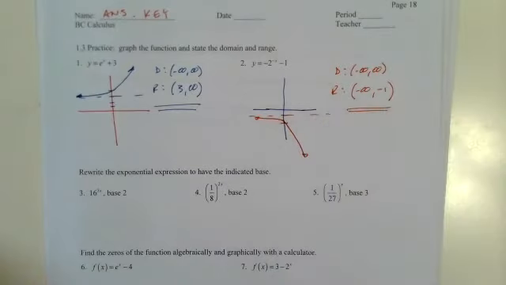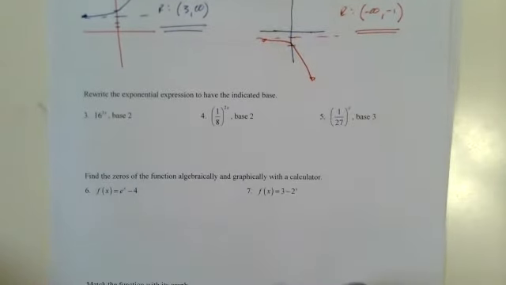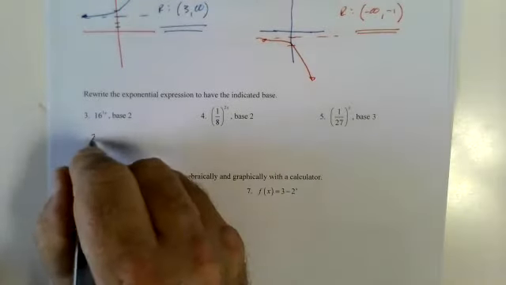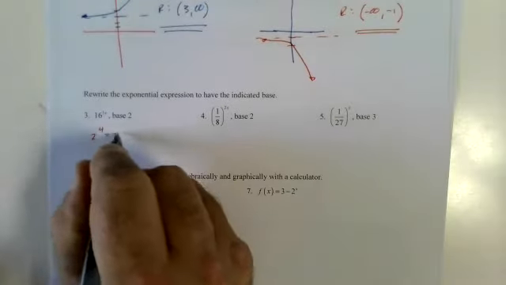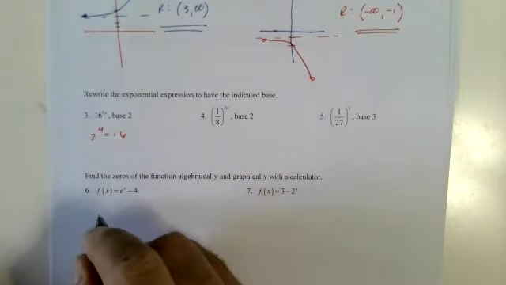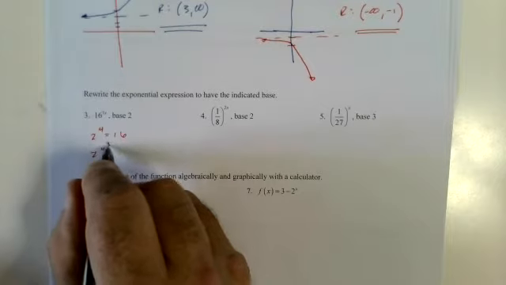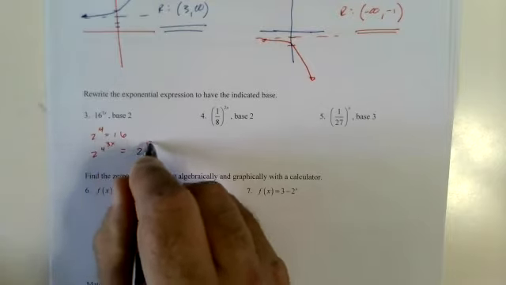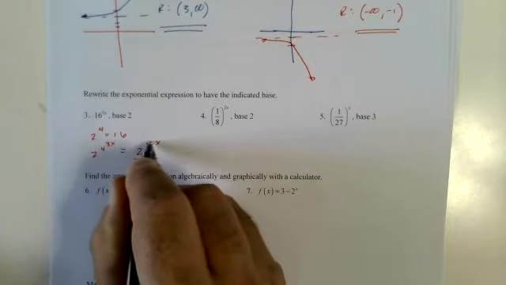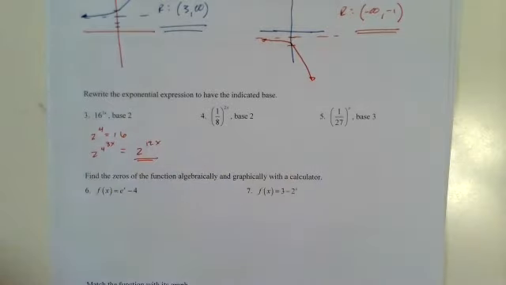Wow, I'm on a roll. Rewrite the exponential expression of the indicated base. Okay, well, 2 to the 4th equals 16. So 2 to the 4th to the 3x equals 2 to the 12x. This little trick's pretty handy. I won't say it pops up a lot in calculus, but it's handy.